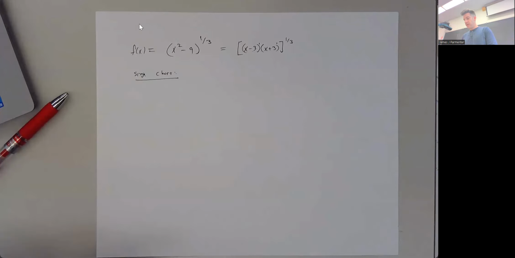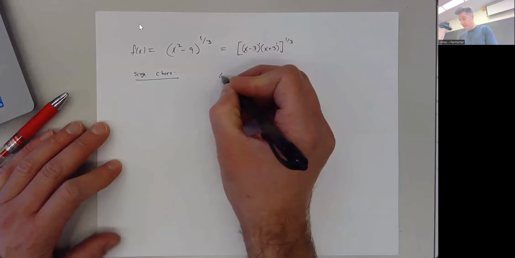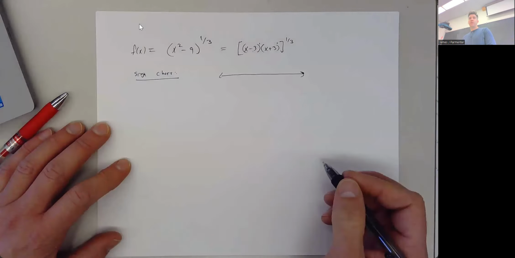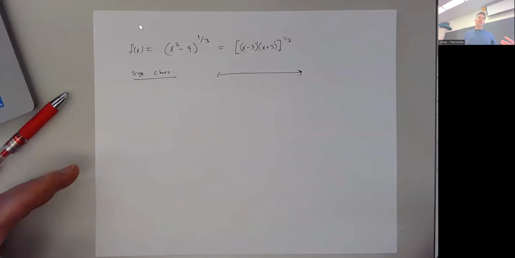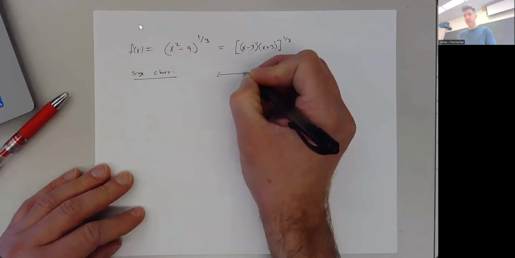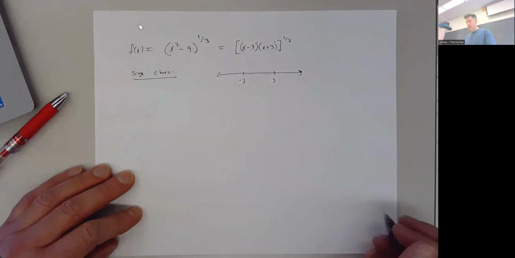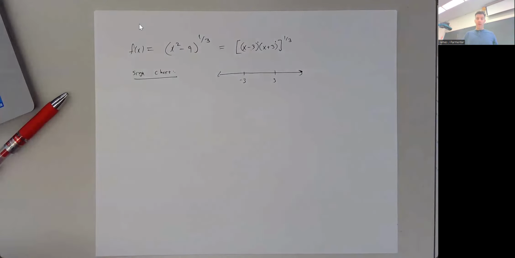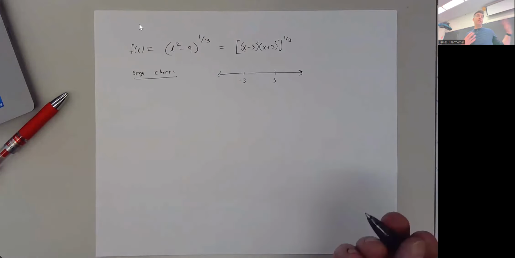So if I start making a sign chart just for f, my critical points, or my zeros, I should say, because they're not really critical points, they're just where the function's equal to 0. My x-intercepts are going to be 3 and -3. And then I do usually have to pick one point. So if I pick a point larger than 3, because I like to start as far right as possible, I find that to be the easiest.